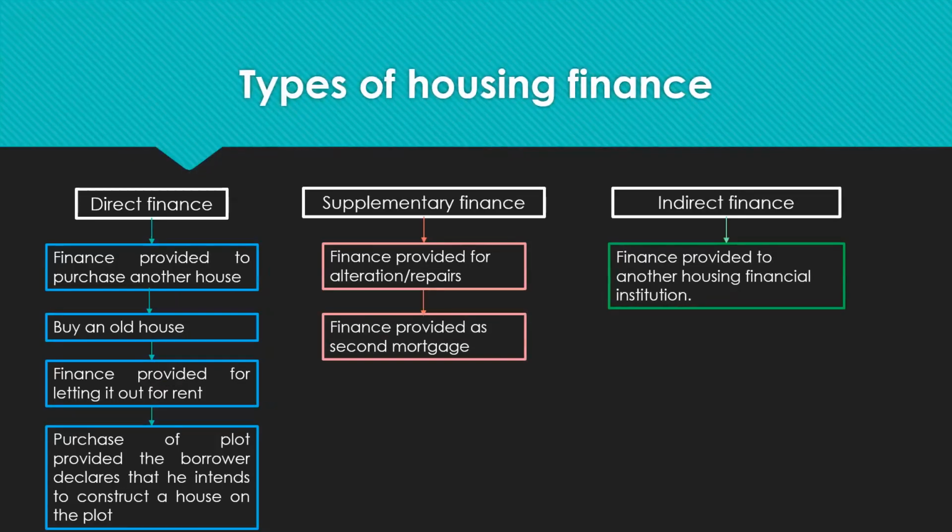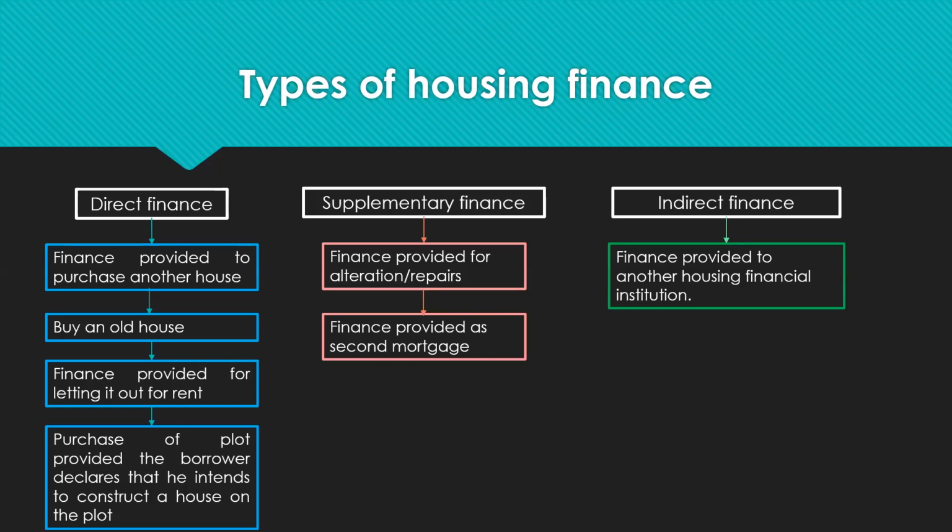Now let's see what are the different types of housing finance. Housing finance is provided as direct finance, supplementary finance, or indirect finance. As direct finance, it is provided for four purposes. The fund is provided for purchasing another house or to buy an old house. You might want to purchase an old house, then demolish it and construct another house, or you might want to renovate it, or you might want to repair it. So you can buy an old house with a fund which is provided.